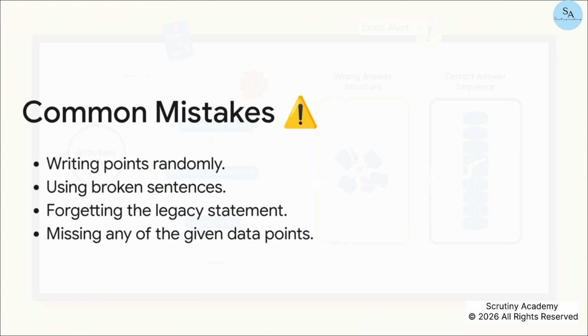Okay, and let's quickly go over what not to do. The number one mistake is just writing the points in a random order. That completely destroys your flow. Another one is using broken sentences. And please, whatever you do, do not forget that conclusion, that legacy statement. And a final quick check, make sure you've actually used every piece of data they gave you. Easy marks to lose if you're not careful.